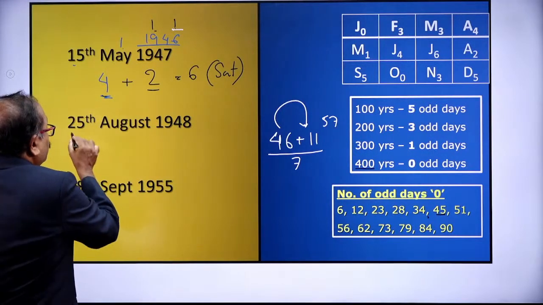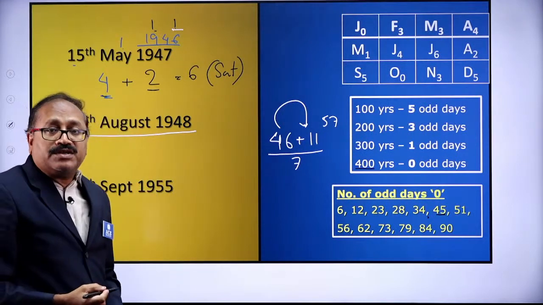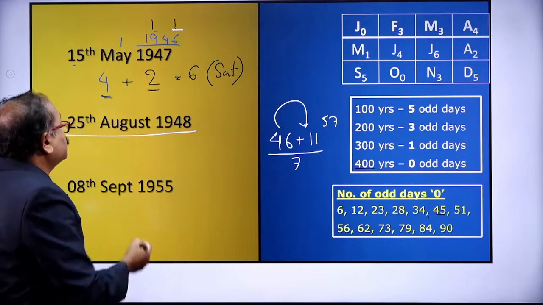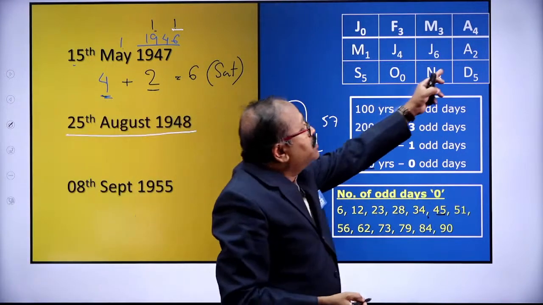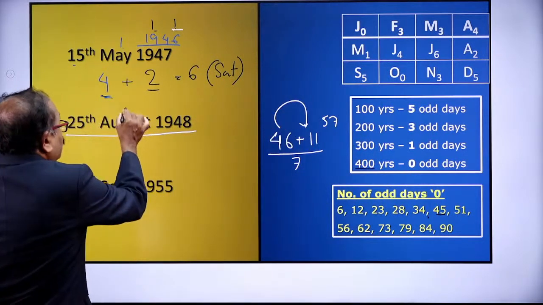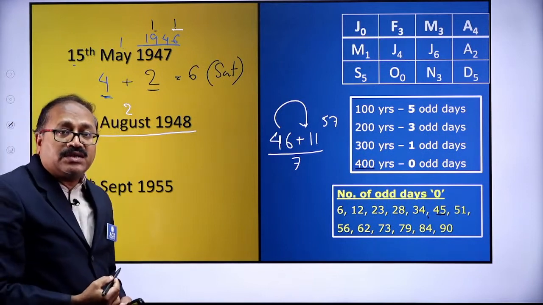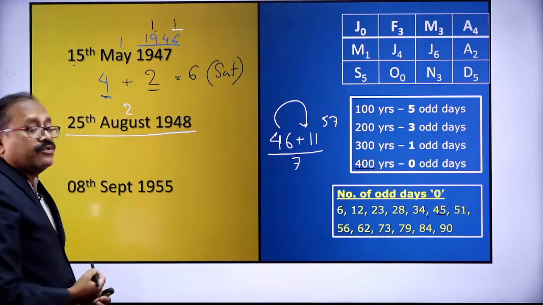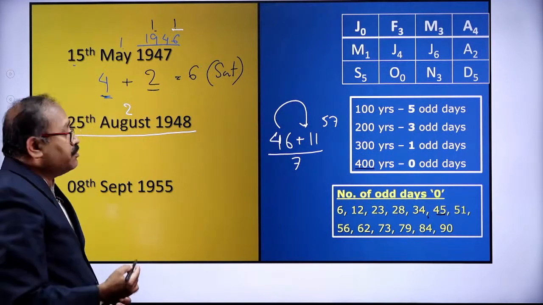Okay, coming to this part. 25th of August 1948, what is the odd day? So as I discussed, you need to remember the code here. What is the code of August? August code is 2. And you need to remember this part. 2 plus 25 is 27, and 27 divided by 7, the remainder is 6.